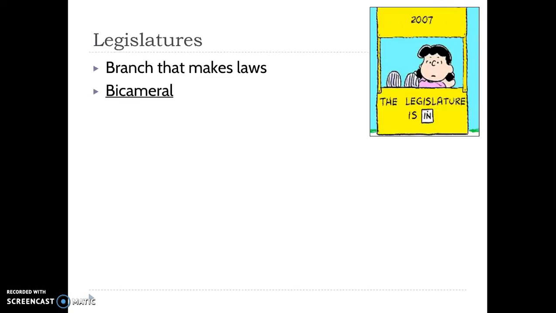Legislatures tend to either be bicameral or unicameral. When you have a bicameral legislature, it means you have two houses, and of the 6 countries we study, 4 of them have a bicameral legislature: the UK, Russia, Mexico, and Nigeria.